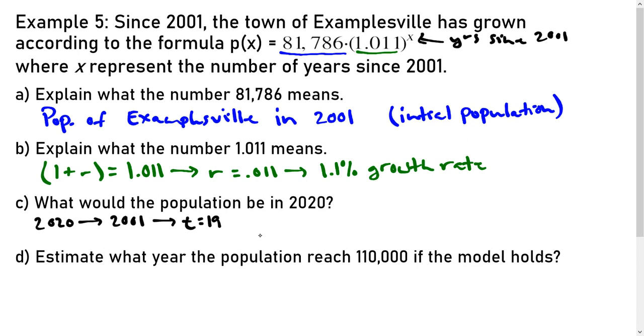So, what would the population be in 2020? Well, we can plug in the value of 19. So 81,786 times 1.011 raised to the 19th, and again, this is going to be calculator work, that is going to equal 100,681 people.